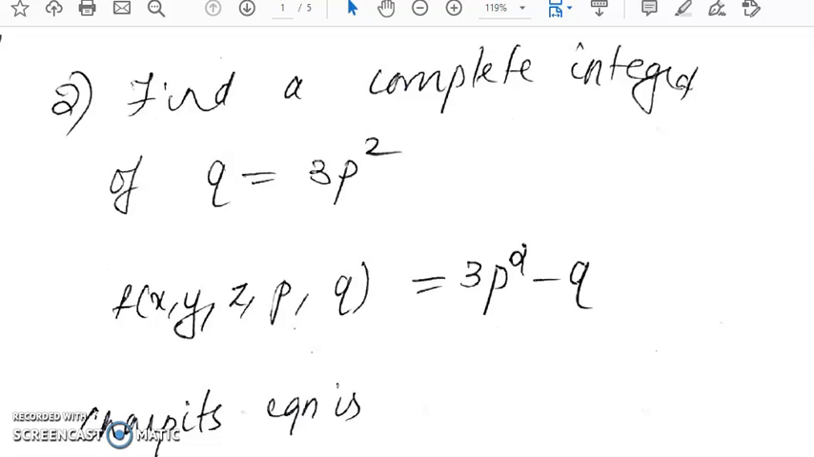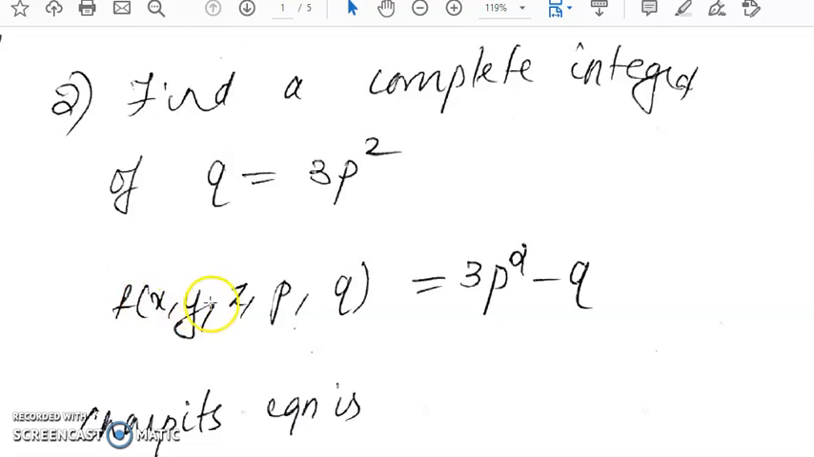Hello dear students, so in today's class we will see a few more problems using Charpit's method for finding the solution of a nonlinear PDE. So the first problem is to find the complete integral of q equal to 3p square. So this is your given function f.